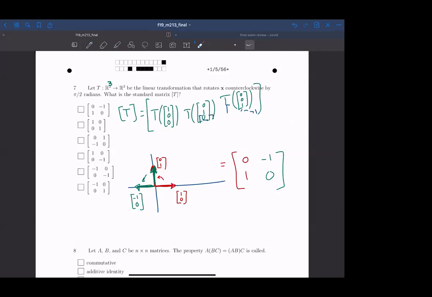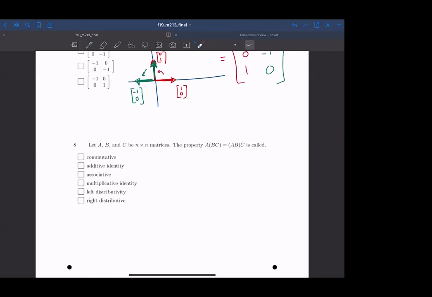All right. This one here is just kind of asking if you know this fact. If you have 3 matrices and you want to multiply them together, does it matter if you multiply B and C together first and then multiply A? Or is it the same thing as when you multiply A times B and then multiply C? It turns out you're going to get the same thing either way. And that property is called associativity, okay?